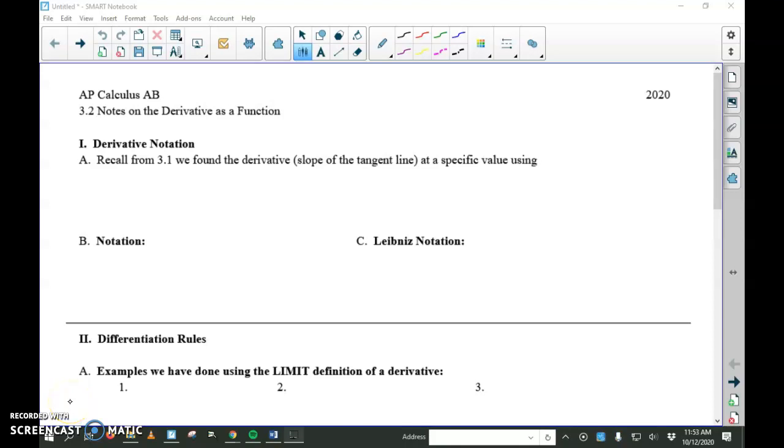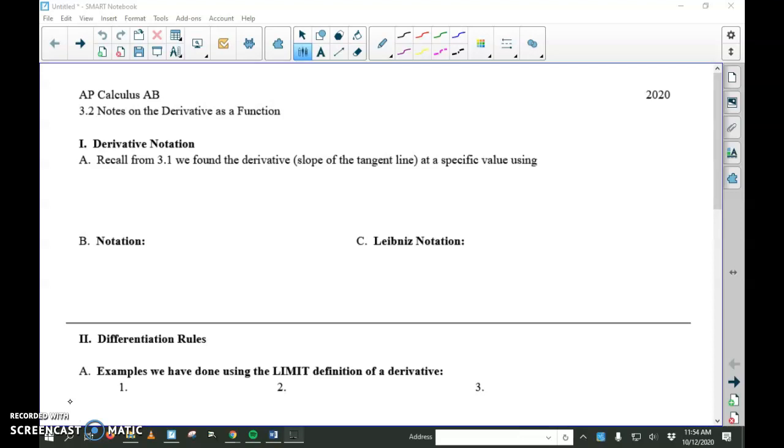Hello, Hassler here. We're going to be taking some 3.2 notes on the derivative as a function. And as we work through this, hopefully you're going to see that we are no longer going to depend on those limit definitions of a derivative, but we do have some shortcuts that will give us the same result, the same general slope equation to find the slope of the tangent line at any point for a given function.